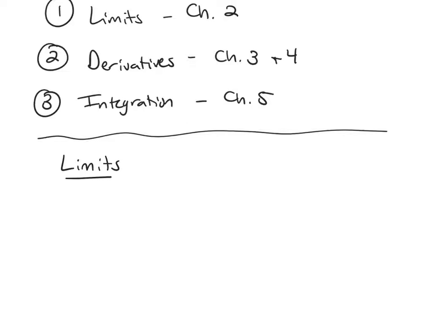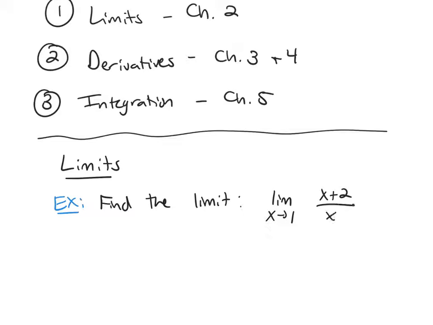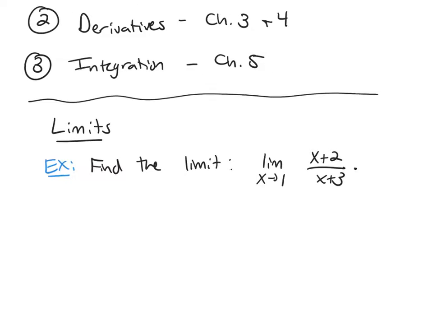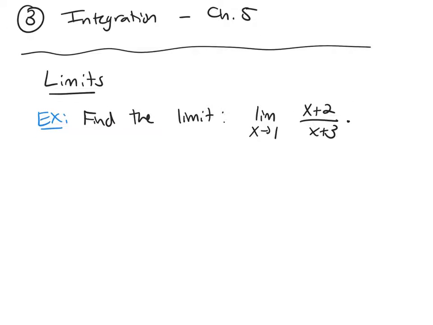So let's start there, and we're going to look at several examples here. So let's say I want to find the following limit. The limit as x goes to 1 of x plus 2 over x plus 3. So the first thing you're going to do is plug in your number in place of x. That's always the first thing you try to do.